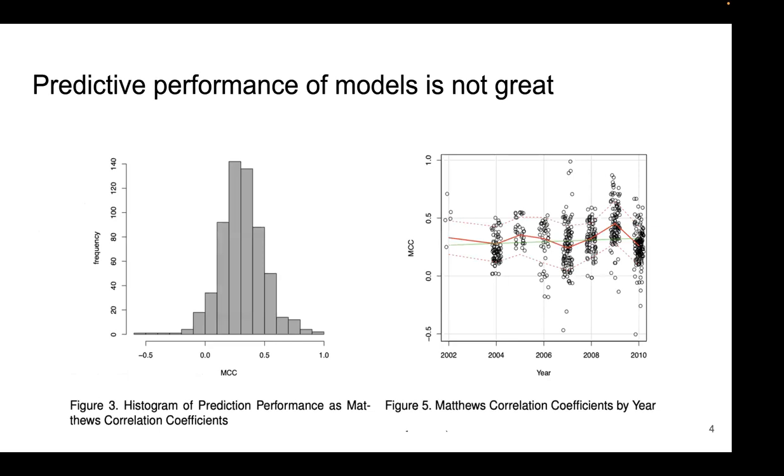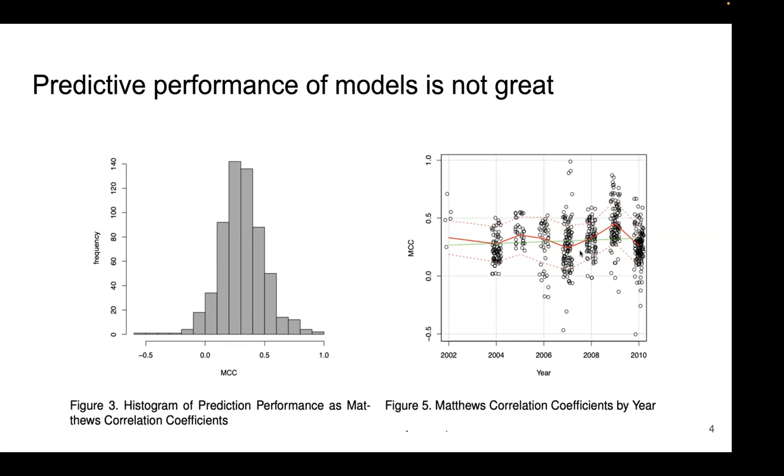So they first plot a histogram of all the prediction performances as found by the MCC across all the different experiments. And it's a normal distribution, which is not super surprising. And they found that the mode here is actually between 0.3 and 0.4, which is very low. They also plotted the score with respect to time, and they were hoping that methods would improve over time, but the trends are not that significant.